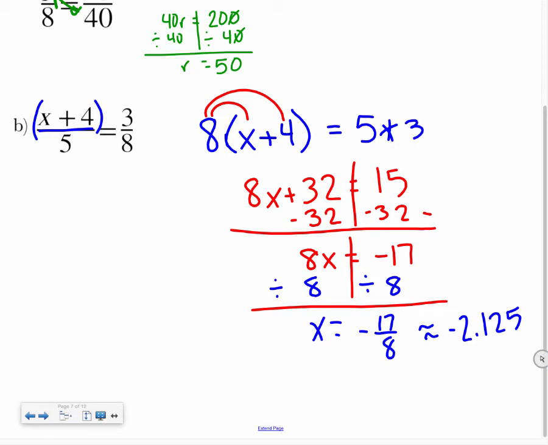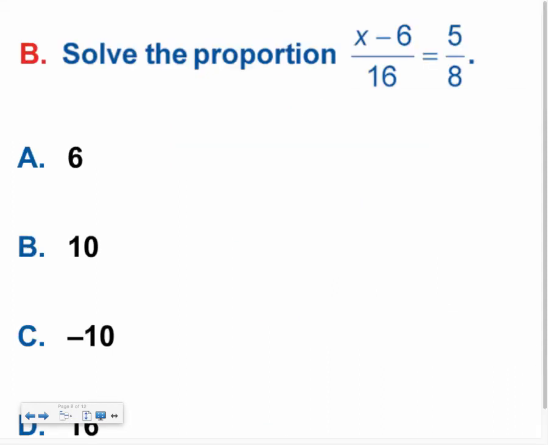Either one is a perfectly fine answer, but just make sure the biggest step is to set it up correctly and then distribute correctly. Remember to distribute to everything. All right. Try this one on your own, see how you do.